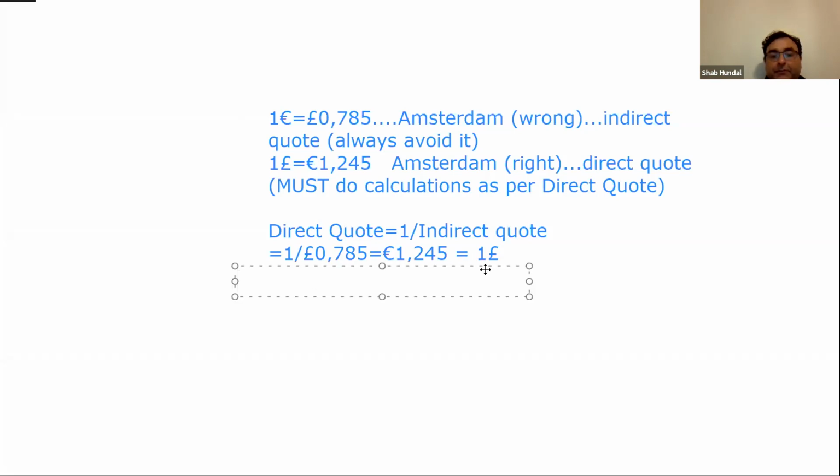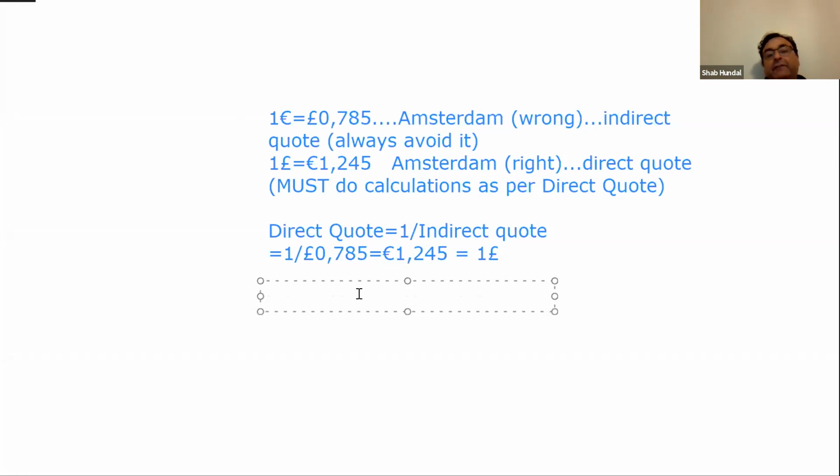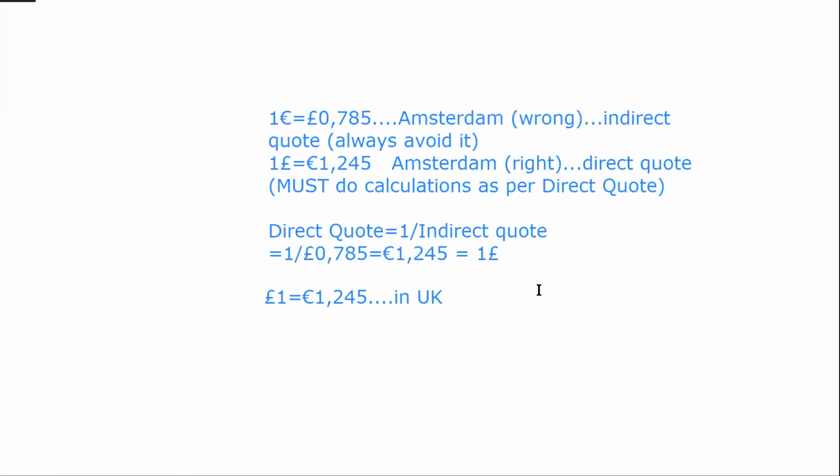if you are living in Britain and you are reading the Financial Times. Very often, you will see the rate of exchange like this. A pound is equal to, let's say, euro 1.245, just imagine. And you are in the UK. First of all, tell me, is it a direct quote or an indirect quote according to the UK? That's indirect quote. It's an indirect.